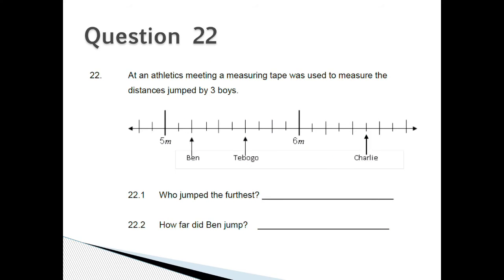Question 22. At an athletics meeting, a measuring tape was used to measure the distance jumped by 3 boys. Question 22.1. Who jumped the furthest? And question 22.2. How far did Ben jump? For 22.1, we can see Charlie jumped the furthest. And 22.2, Ben jumped 5.2 meters.